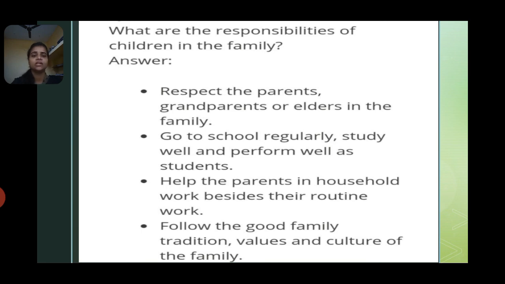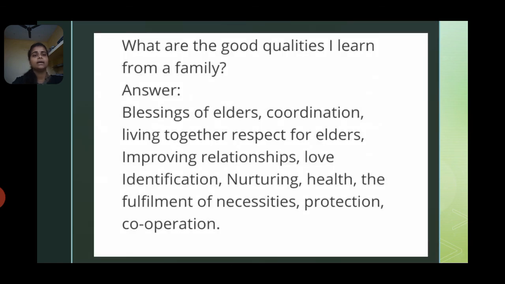Help the parents in household work besides their routine work. You should help the parents in household work whenever you have free time. You should do the household work. Follow the good family tradition, values and culture of the family. You should always follow the good family tradition, values and culture of the family.